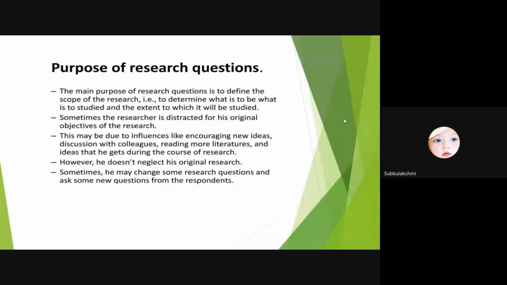Sometimes even the researcher may be a little distracted from the original objective, but this may be due to influences like encouraging new ideas, discussion with colleagues, reading more work, and ideas that he gets during the course of research. However he or she does it, they don't neglect the original research. So the research question may change depending on the process of research.